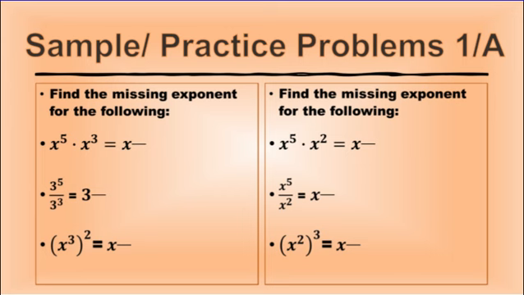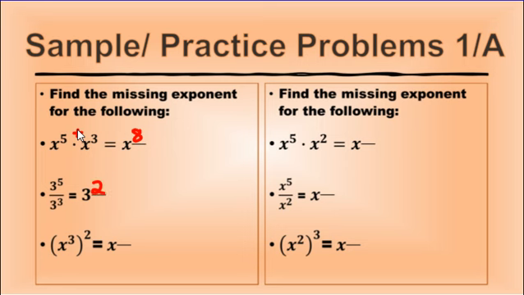So let's find the missing exponent for the following. So x to the fifth times x to the third, I'm going to add my exponents, and that's going to be x to the eighth. 3 to the fifth divided by 3 to the third, I'm going to subtract my two exponents, so it would be 3 to the second.